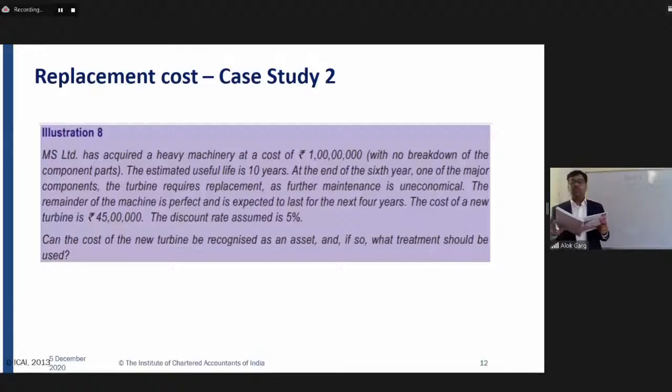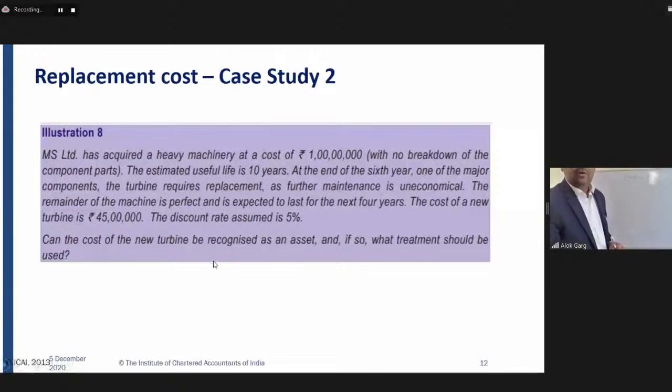So the company is saying that apart from the turbine, the rest of the machinery is fine. There is no impact on the body or the other parts. The cost of a new turbine is 45 lakh rupees. The total cost of the machinery was 1 crore rupees, and after 6 years, the current value of that major component is 45 lakh rupees. The discount rate given in the question is 5%. Can the cost of the new turbine be recognized as an asset? And if so, what treatment should be used? So there are two questions. The first is, can it be recognized as an asset? And if yes, then what will be the treatment?